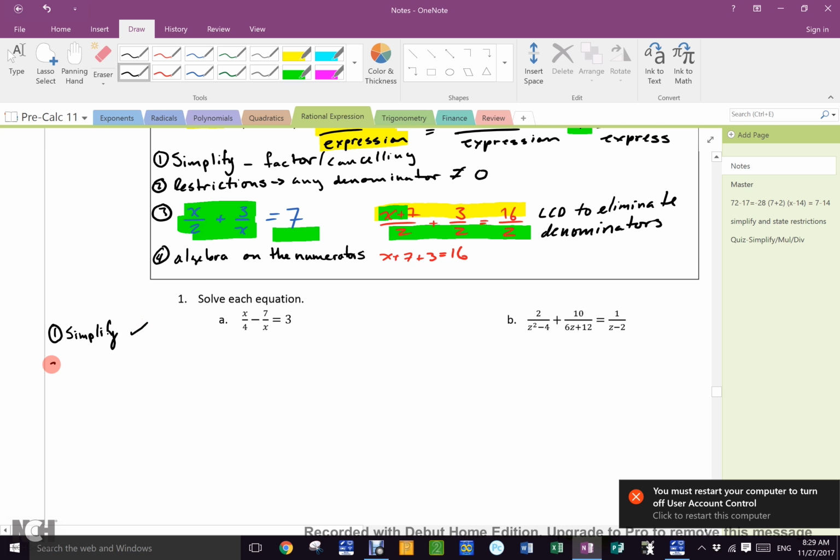Yes? 2. Let's check for restrictions. Are there any? Is there any number in the universe that x cannot be? Why? Can I ever divide by 0? At any point, ever? No. So x can't equal 0. So that's done.